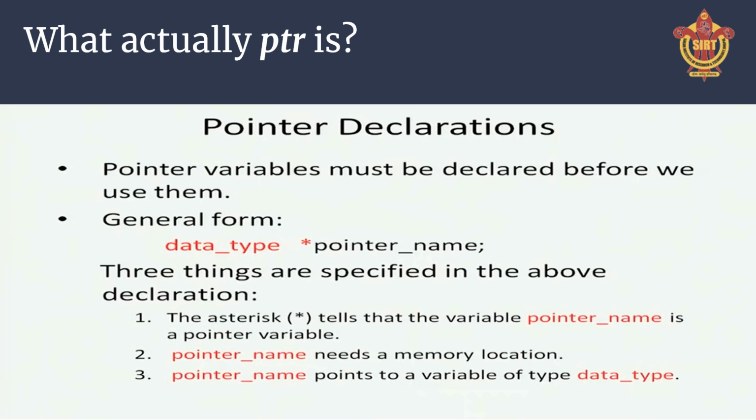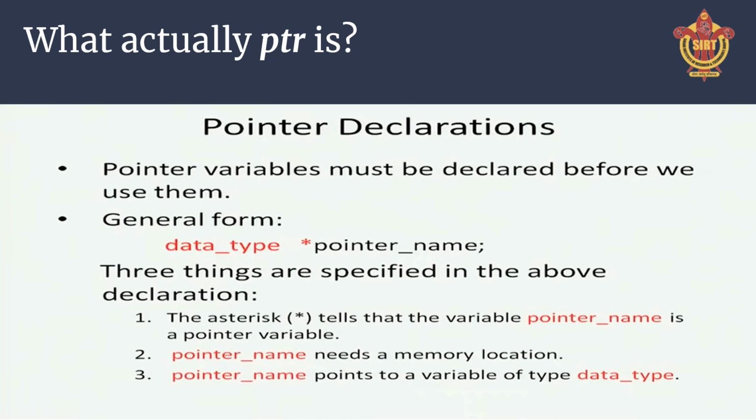So what actually is a pointer? A pointer can be declared by using the asterisk sign. Pointer variables must be declared before we use them, and the general form is given here. We have to give the data type of the pointer, and with the asterisk sign we give the pointer name. Three things are specified in the above declaration.